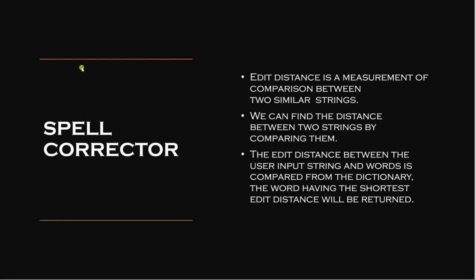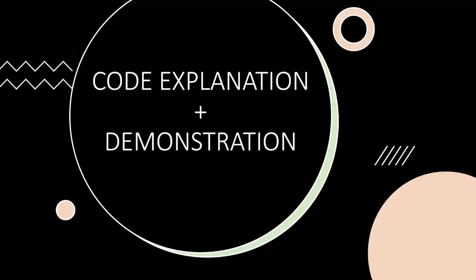It is a comparison of two similar strings. It compares the distance between the two strings by taking the word from the dictionary, finds the shortest edit distance, and returns it to the user. So let me now explain the code as well as the demonstration.